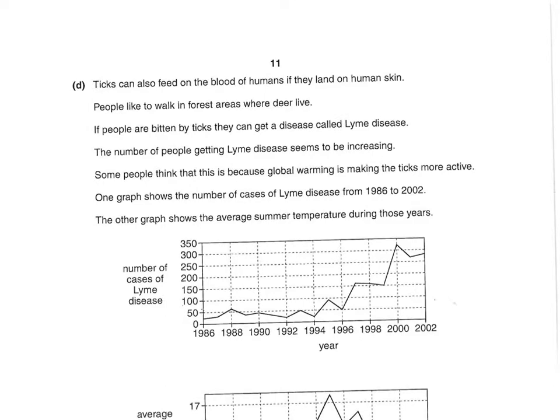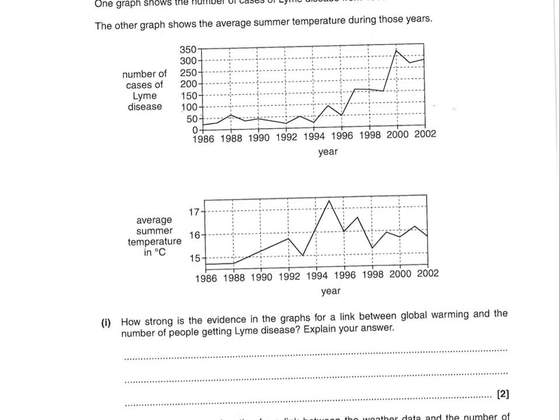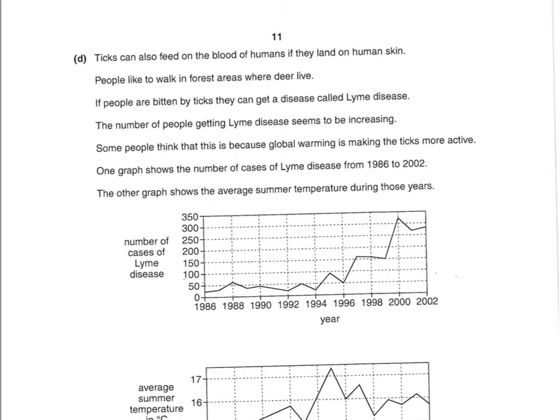So next question. A lot of reading here. Ticks can also feed on the blood of humans if they land on human skin. People like to walk in forest areas where deer live. If people are bitten by ticks, they can get a disease called Lyme disease. The number of people getting Lyme disease seems to be increasing. Some people think this is because global warming is making the ticks more active.